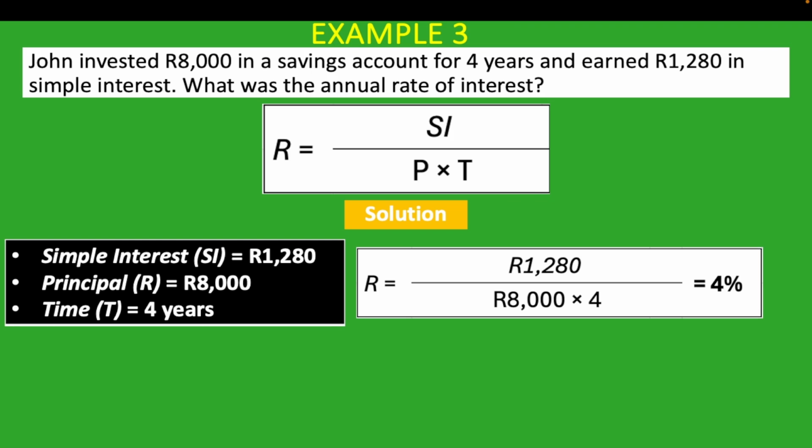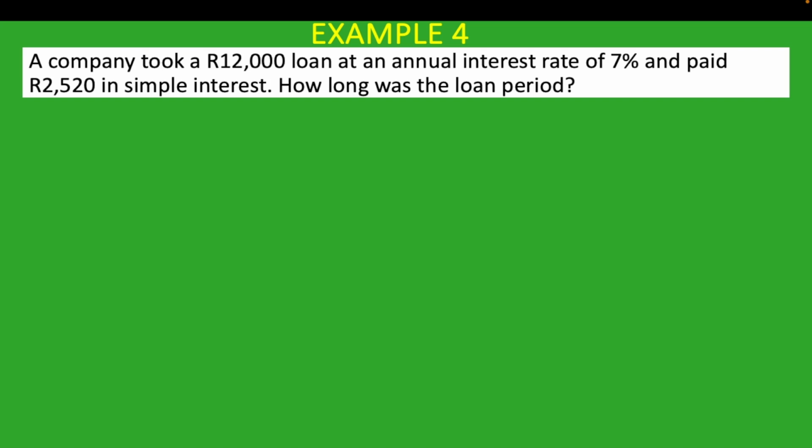I hope that was easy enough. I hope you got that correctly as well. Here's another example. A company took a 12,000 Rand loan at an annual interest rate of 7% and paid 2,520 Rand in simple interest. How long was the loan period?